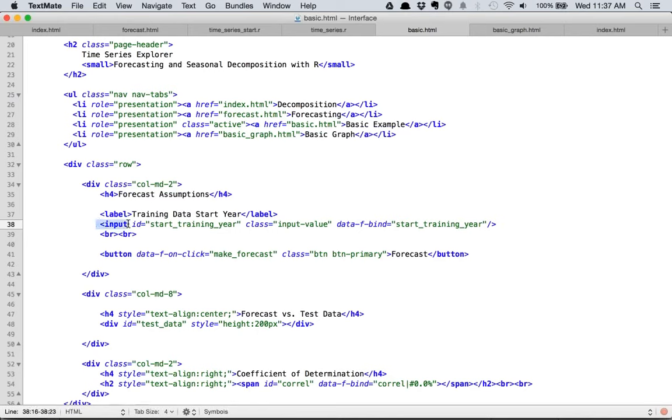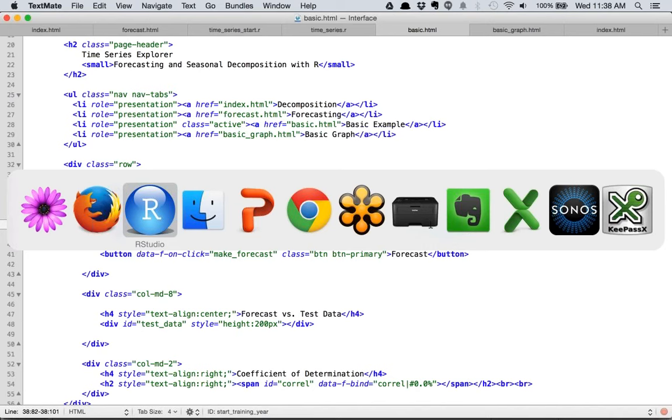In order to do that, what I need to do is just use a standard HTML input box. But what I do is I say data-f-bind equal, and then give it the name of the variable in my R model, which in this case is start training year.